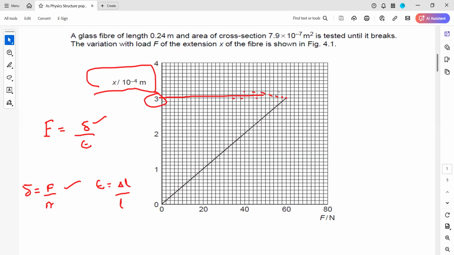this is 3. This is the extension graph. So originally it was 0 and now 3. And 3 times 10 to the power minus 4 is the change in length. The original length was 0.24. So we divide by 0.24, and that will give us the strain. Remember, strain does not have any unit. After getting the stress and the strain, when you divide them, that will give us the value of the Young's modulus.